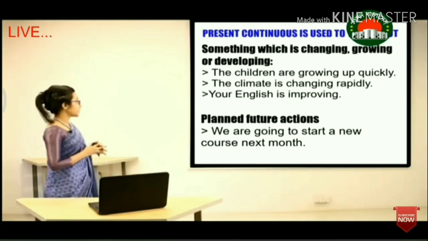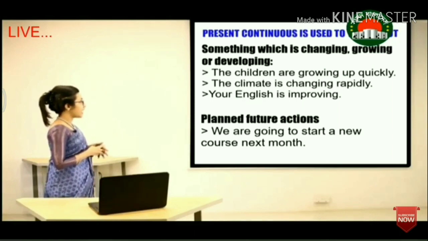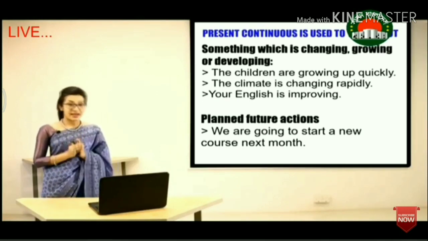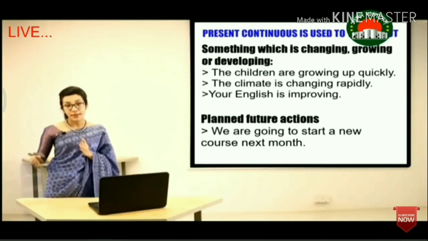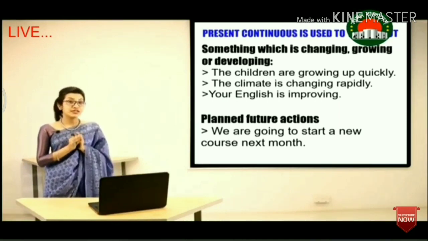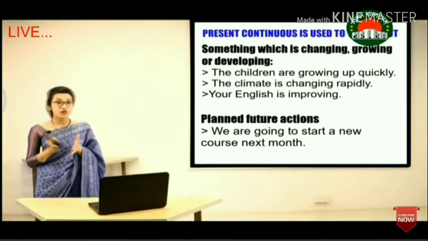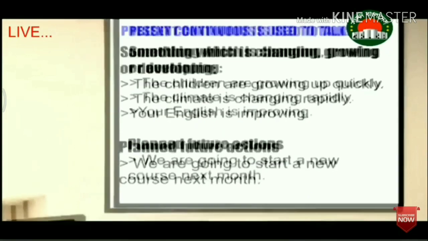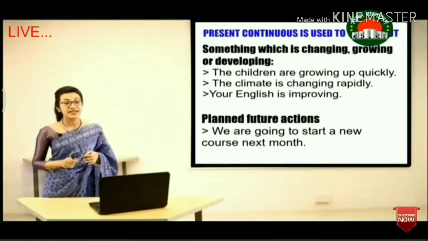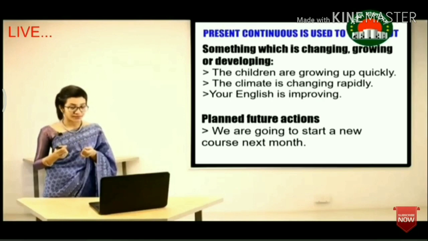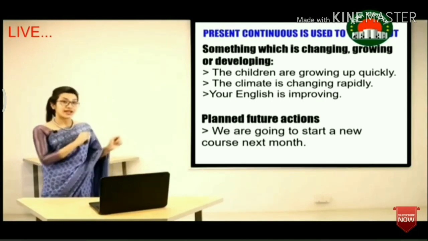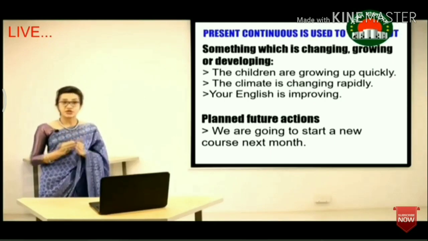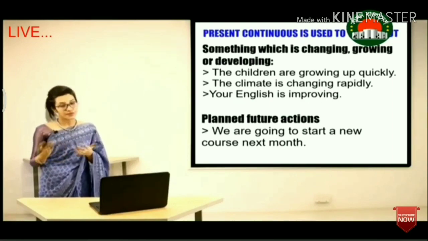Now, in the second use, we can see for planned future action, we can also use present continuous tense. So, if I plan about something that will happen in the future, but that's a part of my plan, for this reason, we can also use present continuous tense. For example, we are going to start a new course next month. So, the aspect that we have been using here is future. But the tense, the structure that we have used is present continuous. So for any action that you're going to plan for future, you can also use present continuous tense.